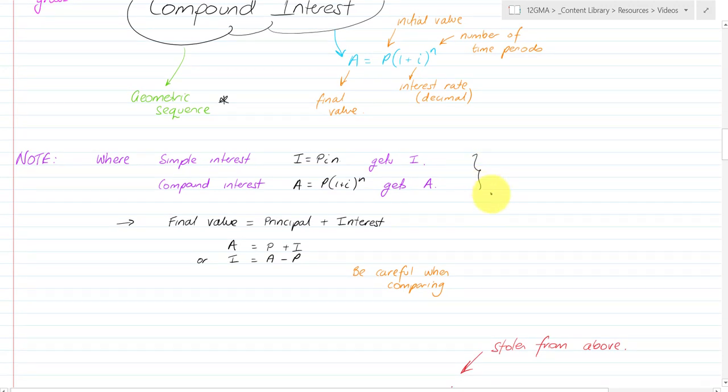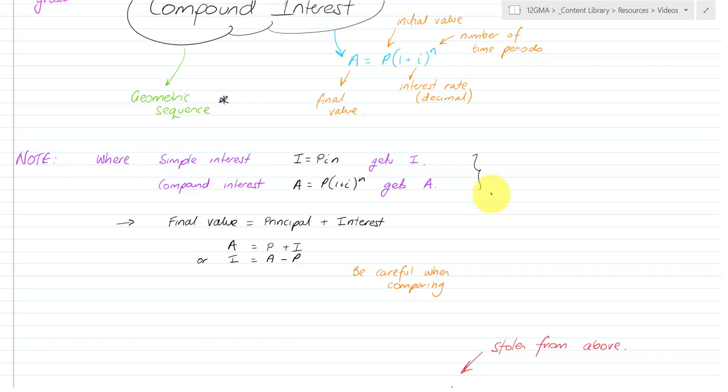It's really important that you recognize this. Simple interest gets you the interest earned. Compound interest gets you the final value. Now it's very easy to go from simple interest getting you the interest earned and adding that to the principal to get the final value. So it's not a big problem, but that's what happens there. We could adapt the formulas for sure, but this is the standard, so it's worth getting used to the standard.